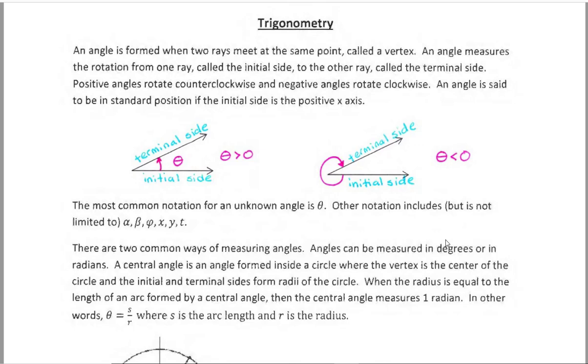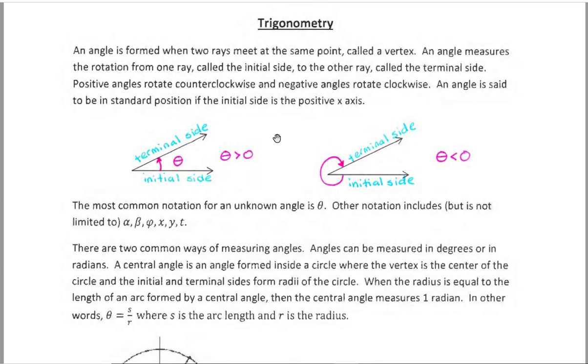Today we're going to start the first of a three-part trig lesson. So this is Trigonometry Notes Part 1. An angle is formed when two rays meet at the same point called a vertex. The angle measures the rotation from one ray, the initial side, to the other ray, called the terminal side. We have positive angles, which rotate counterclockwise, and negative angles, which rotate clockwise.